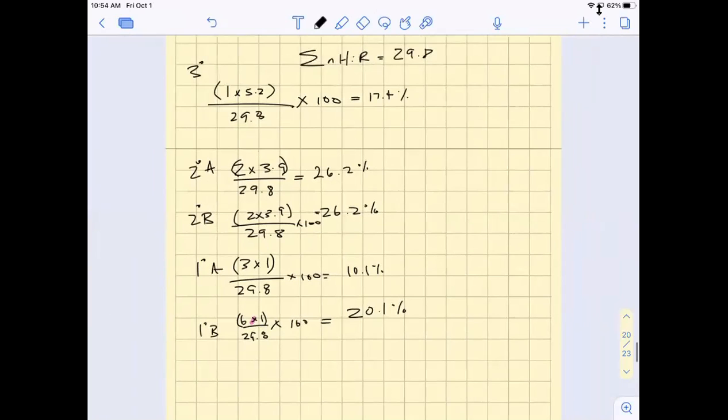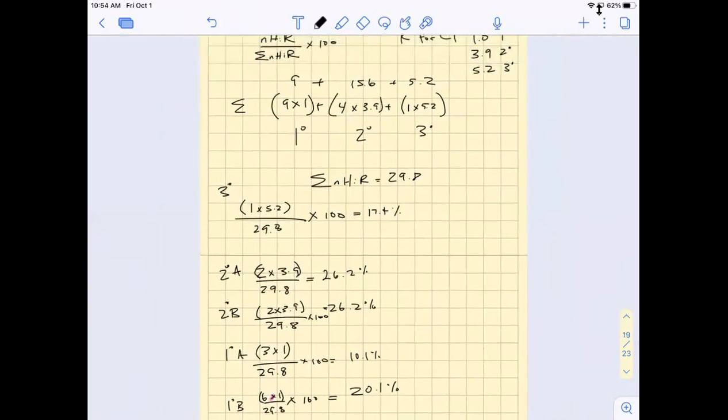Right, and remember, everything has to add up to 100. So 17.4, 26.2, 26.2, which is 52.4, and then 10.1 and 20.1. It equals 100 exactly. All right, perfect. So we did all the mechanism, all the steps, and we showed the product distribution for each product. So we got to stop here. We're about 4 minutes over time.